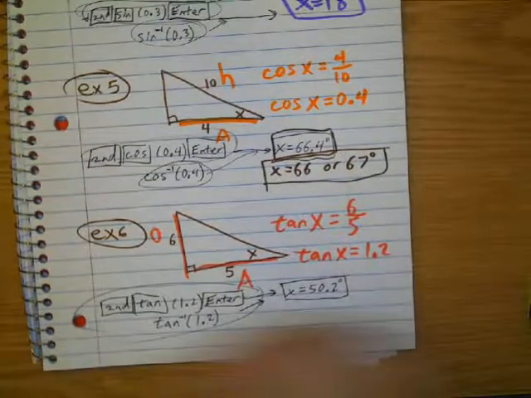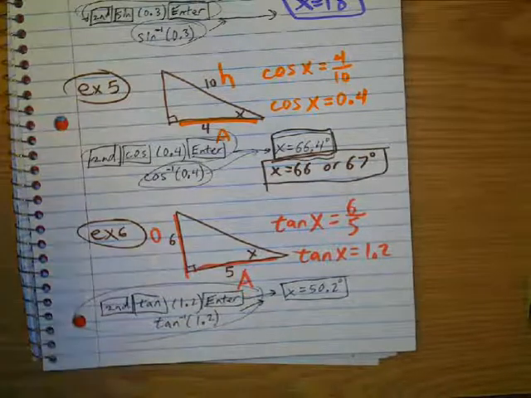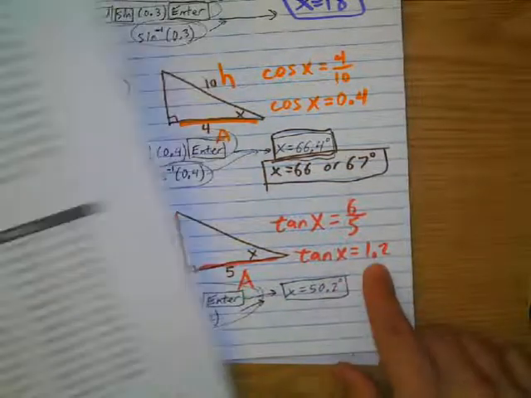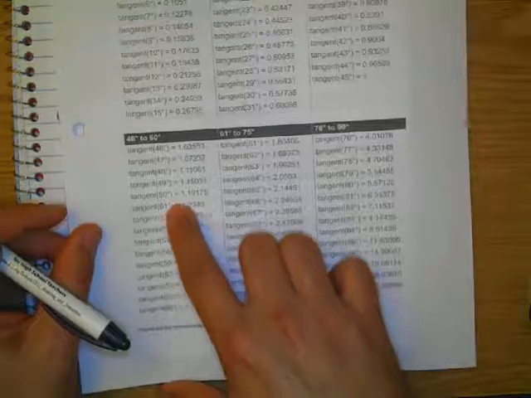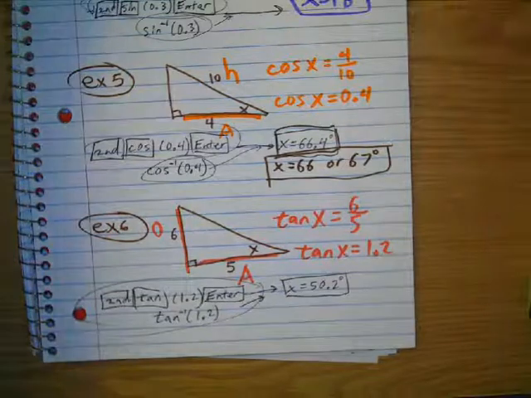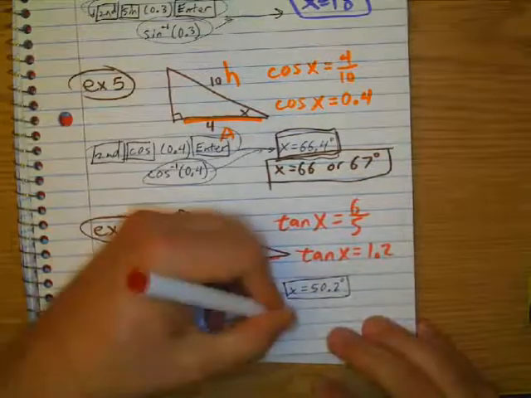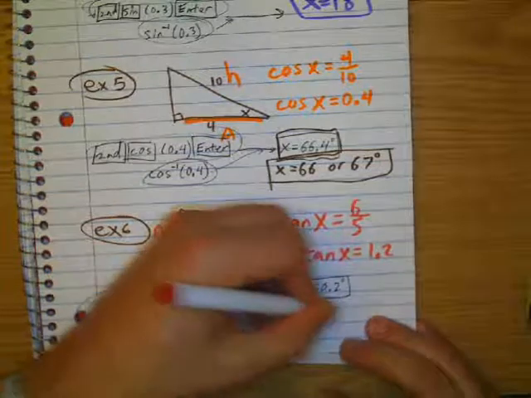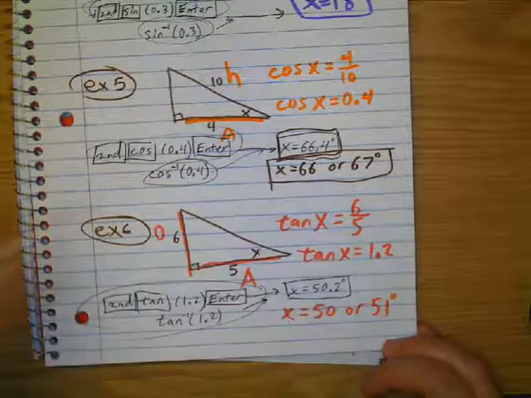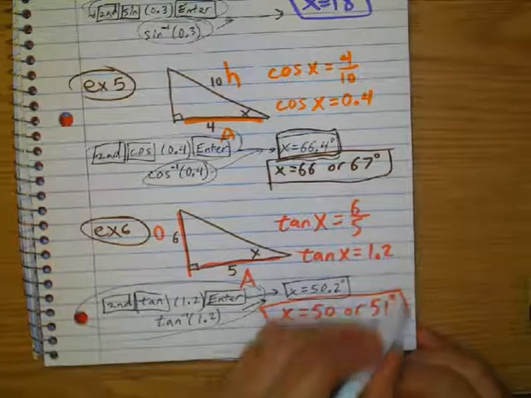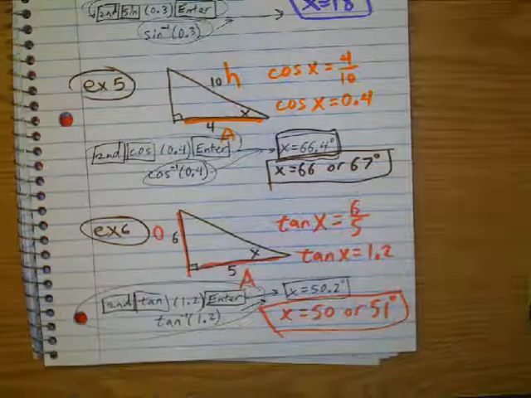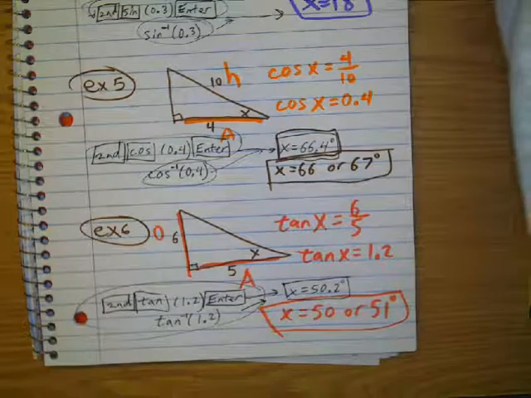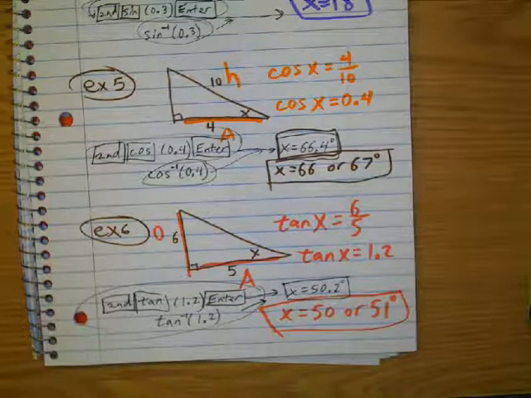Now, once again, if you wanted to use the table, you're welcome to use the table. So tangent x of 1.2, so I look for 1.2, and here's 1.2. It's either 50 degrees or 51 degrees, and that would be acceptable if you said that x equals 50 degrees or 51 degrees. Okay? It shows me that you use the table and you've got it correct. So please hit pause and replay if you need extra time, and good luck on your homework.